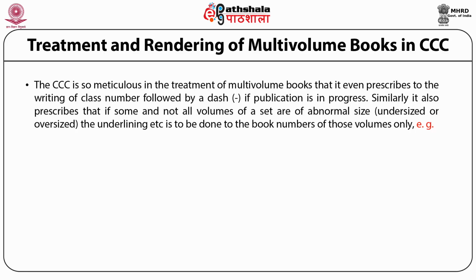Similarly, it also prescribes that if some and not all volumes of a set are of abnormal size, undersized or oversized, the underlining etc. is to be done to the book numbers of those volumes only. For example, K2.1 to K2.2. K2.2 is underlined. Here, the second volume is undersized.